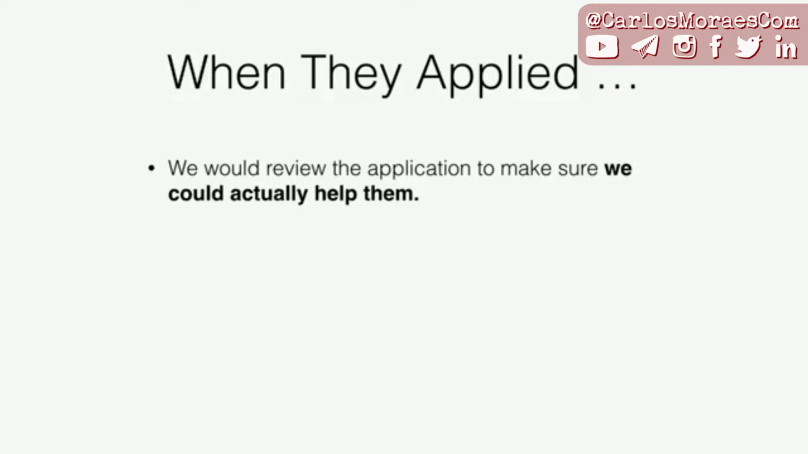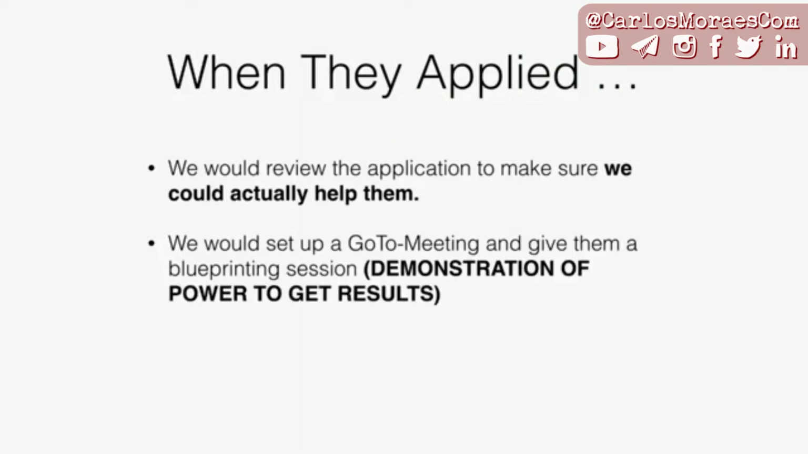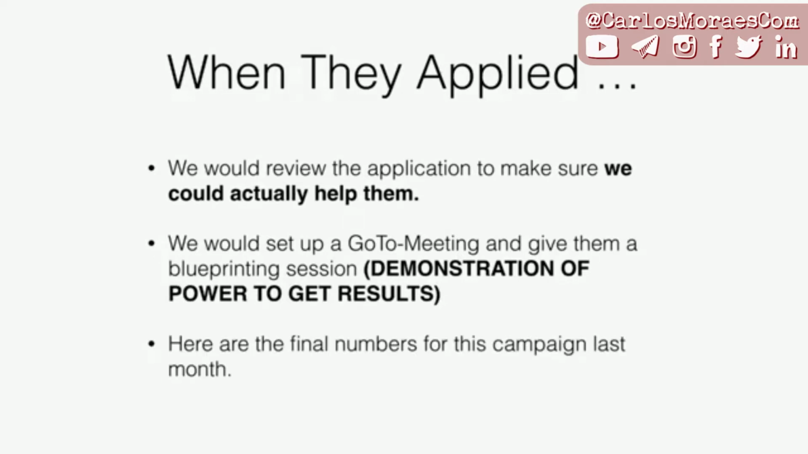So when they applied, we would review what they said in their application, make sure we could actually help them. And then if we assumed we could help them, then we'd set up a GoToMeeting. We would actually do what we promised. We'd give them a blueprinting session. All right, okay, according to your business, here's the type of campaign you might want to have. Here's how that works. Here's a process map for it. Enjoy, right? And then of course, our big closing process would be, hey, do you want us to help you build that? And some would say yes, some would say no.